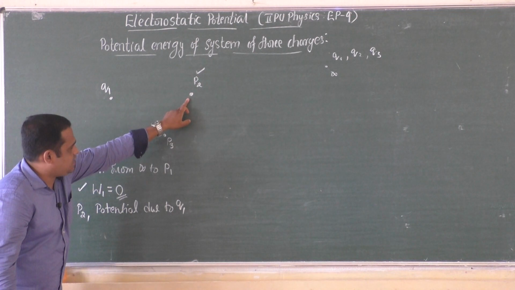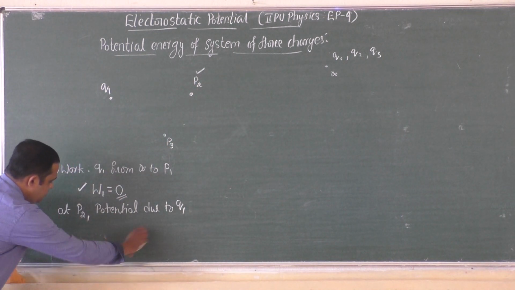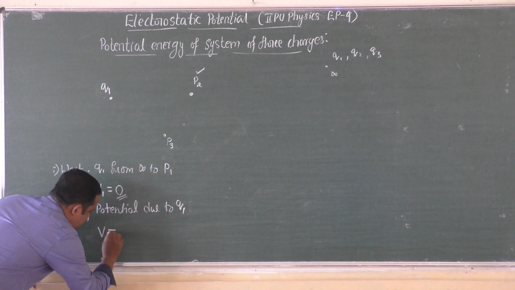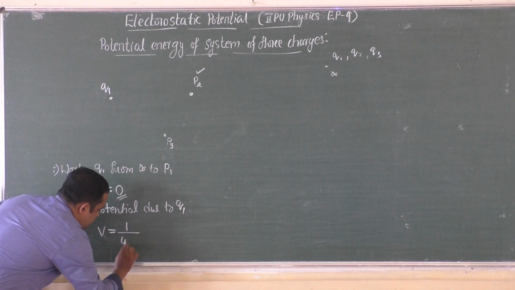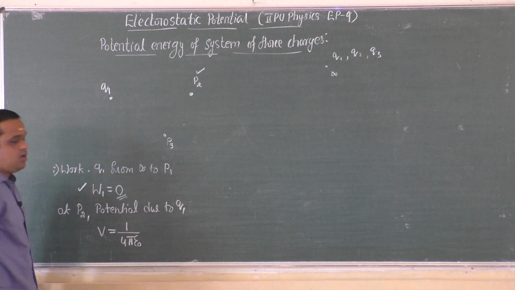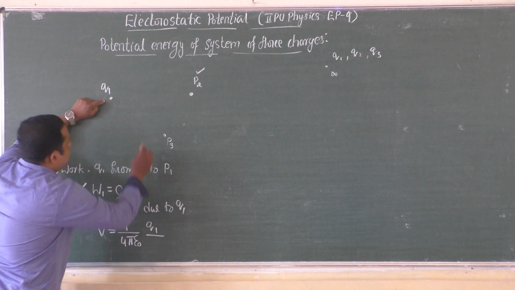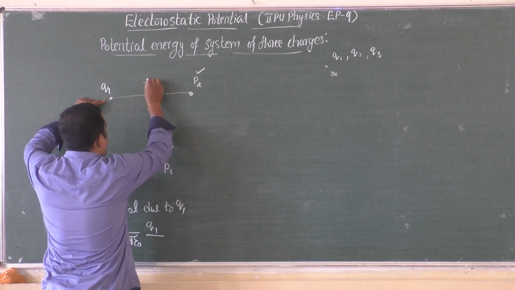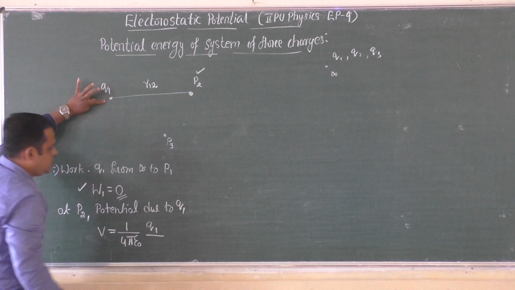Potential at point P2 is given by, we know the expression for potential due to a point charge. I'll represent the potential as V. V is equal to 1 over 4 pi epsilon naught into Q1 divided by R12, where the separation between points P1 and P2 is R12.